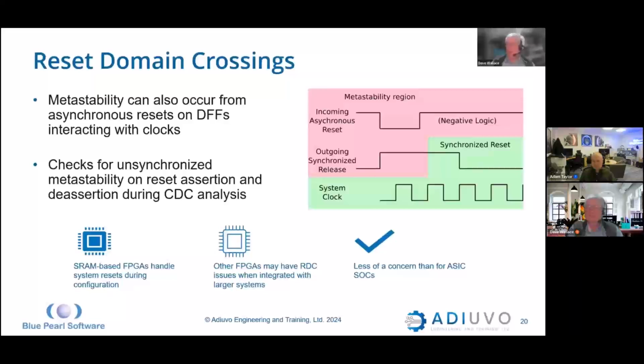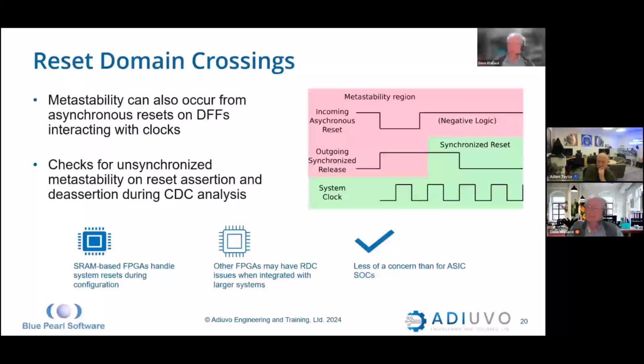Often reset assertion, if it's like a system reset, isn't as big a concern because everything's getting reset. But we do check for both of these, and in particular, you ideally want the release of that reset to be synchronized with the clock of whatever register it is that is coming out of reset, so that you don't get metastability, or if you do, at least that metastability gets synchronized.